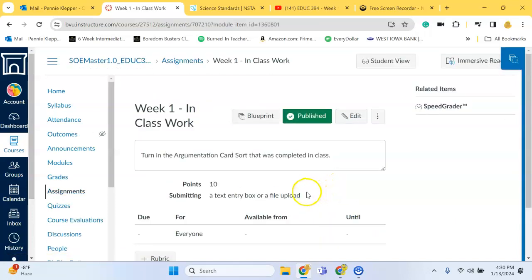And then the last thing you need to do for week 1 in classwork is turn in the argumentation sort that was completed in class. And the only way to get credit for this assignment is to attend class.